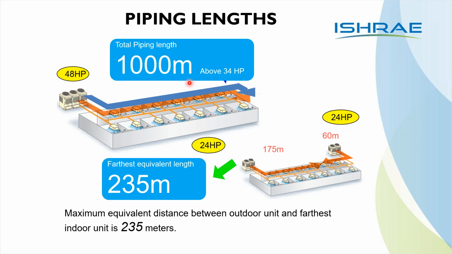That means, let us say, for example, if you have 50 indoor units, if you have 30 outdoor units, or if you have 10 outdoor units with 100 indoor units, the total piping length can maximum be about 1000 meters. So that is what needs to be understood importantly in terms of the length of the piping.